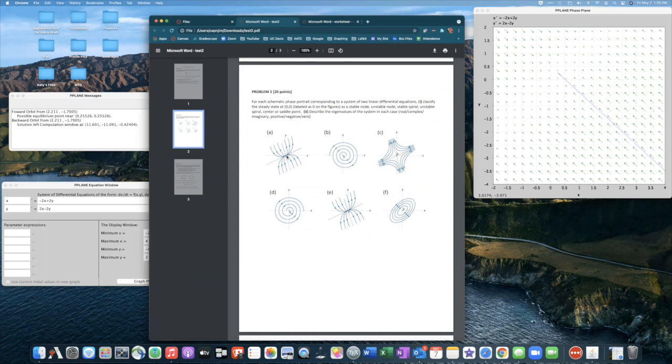So let's look at A. Everything is pointing inwards, so it's stable. It's not a spiral, so it's got to be a stable node. Since it's a stable node, we know the eigenvalues are both negative.